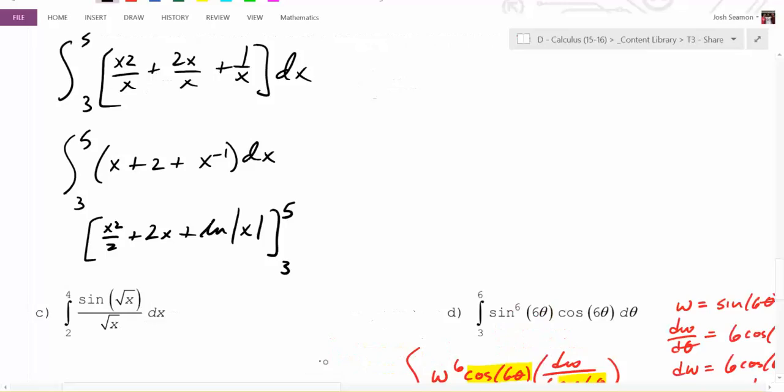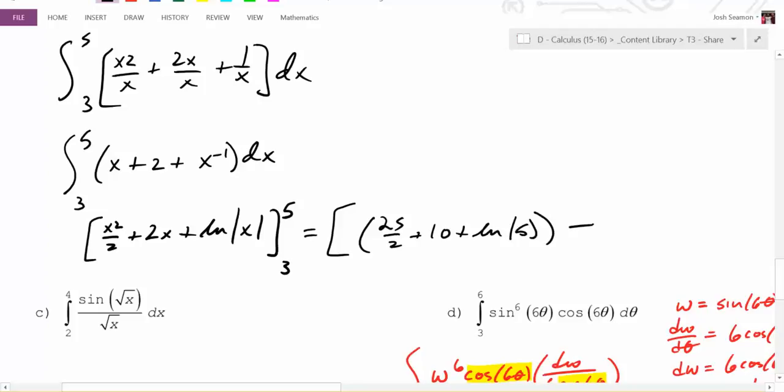A? In this case, are you okay with where I am right now? You're okay with that? So you have to be able to evaluate that. So what's that going to be? It's going to be 25 over 2 plus 10 plus ln of 5 minus what? Because we're subtracting, right, Annie? Yeah. We're not adding? So what do we end up with now? 9 over 2. Yeah, 9 over 2 plus 6 plus ln of 3.